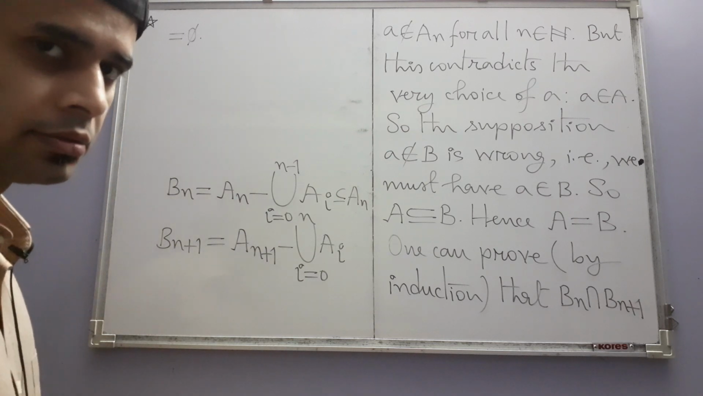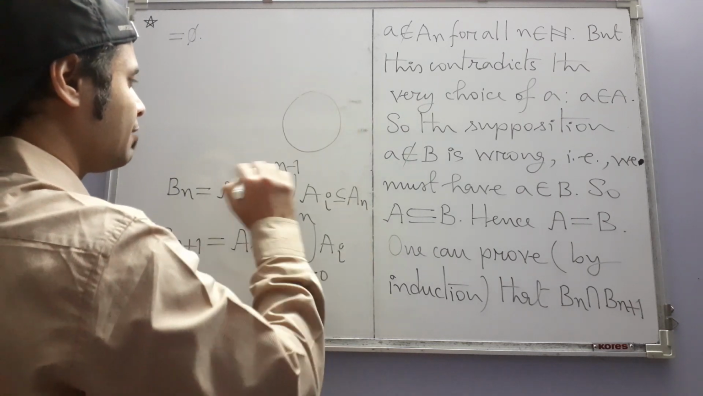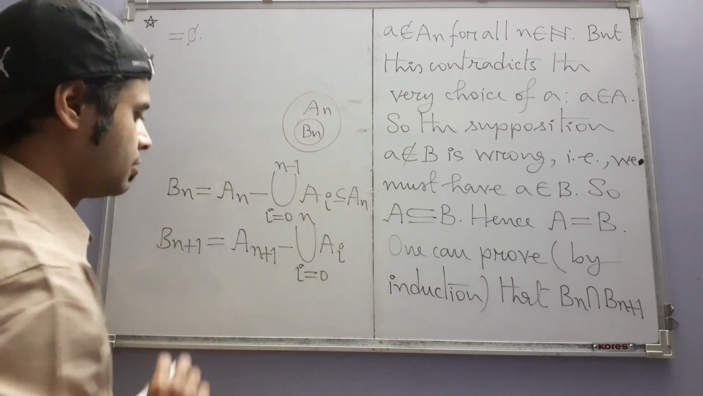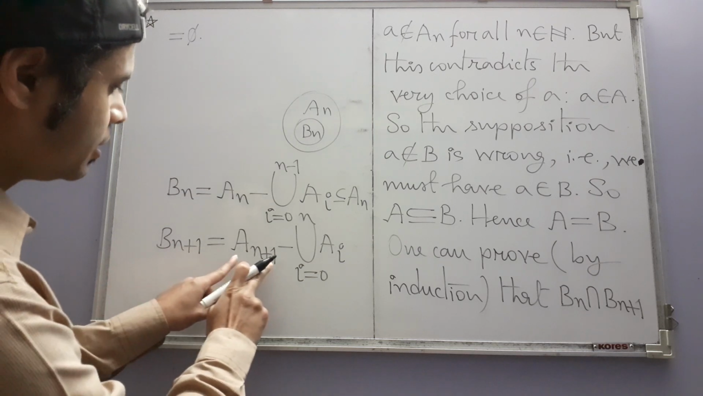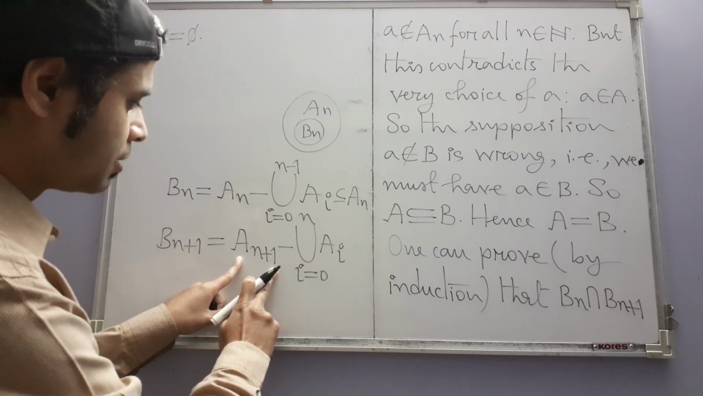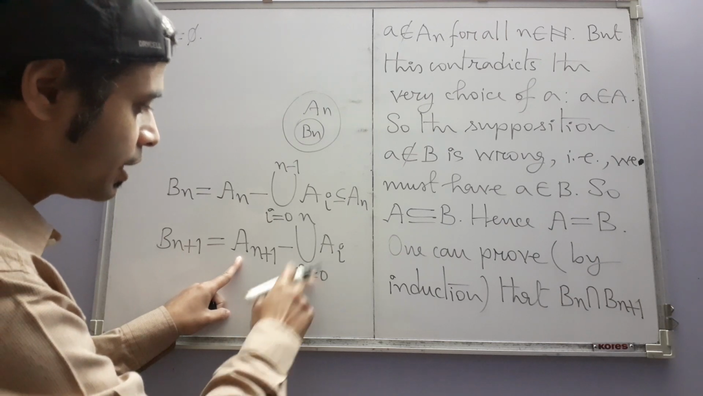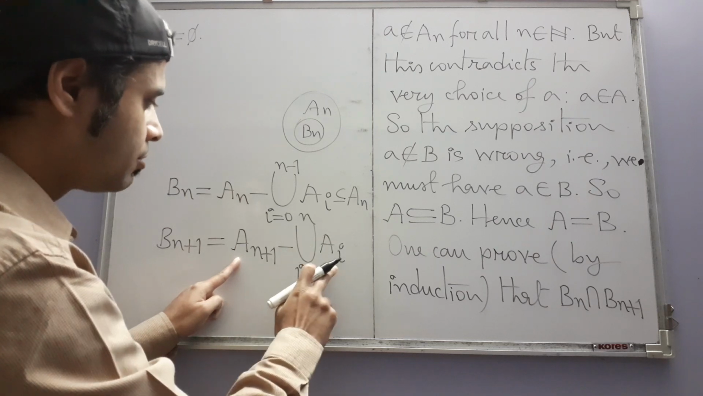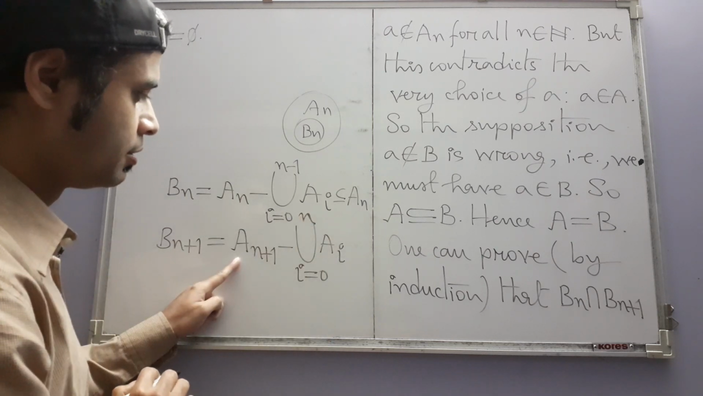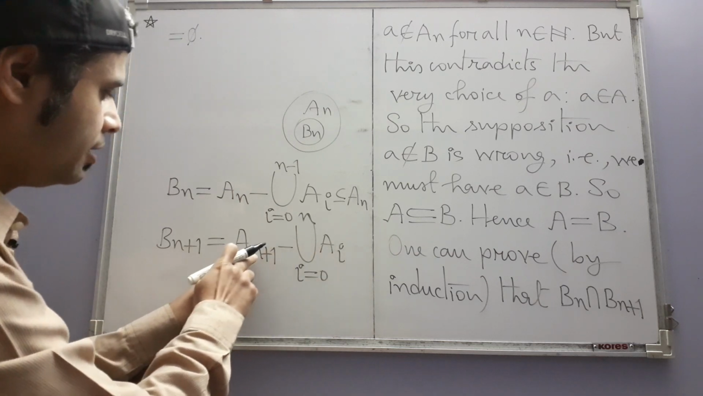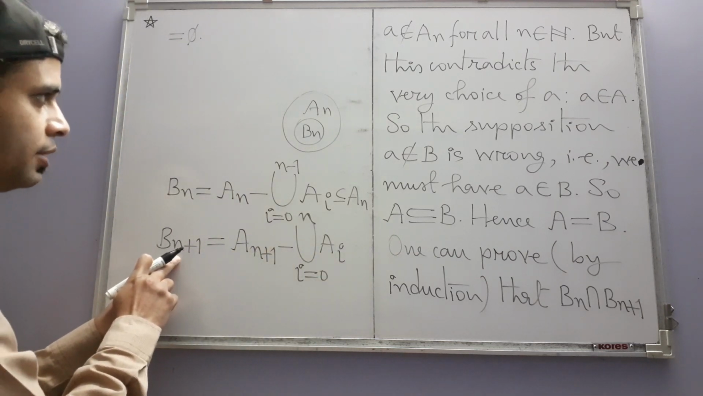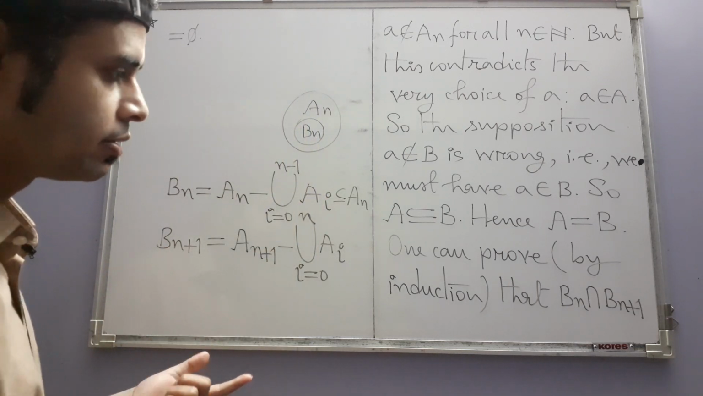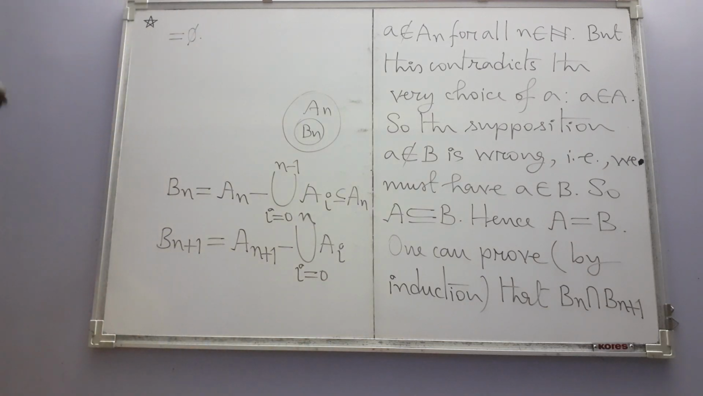subset of An. That means you have An here, so this is your An, and Bn sits inside An, whereas Bn plus 1 is obtained from An plus 1 by removing the elements of A0, A1, and among them in particular we are also removing the elements of An. So no element of An is in Bn plus 1. In particular, the elements of Bn also will not be in Bn plus 1. As a result, these two are disjoint.